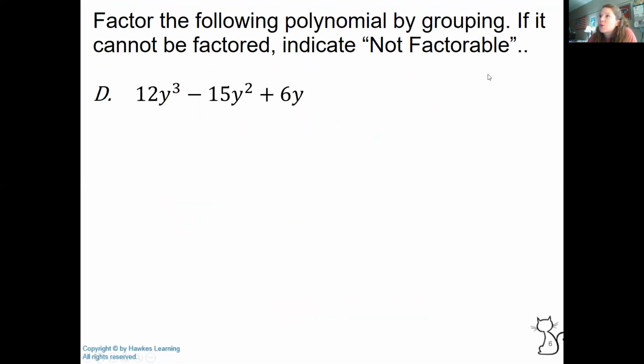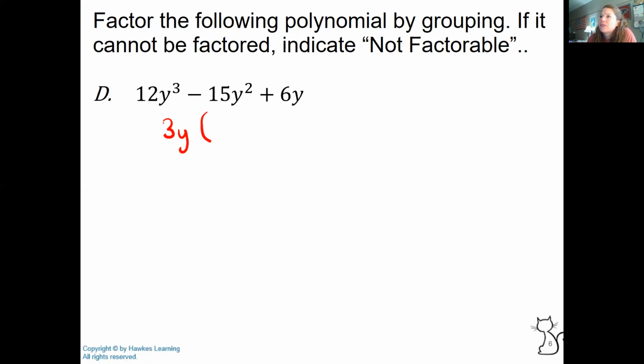All right, so now we're going to factor the polynomials by what is called grouping. If it cannot be factored, indicate not factorable. So the very first thing I'm going to do is check for a common factor of all 3 terms. So all 3 of these numbers are divisible by 3 and y. Do you see that? So 3 and y, so I'm going to pull out a 3 and y.